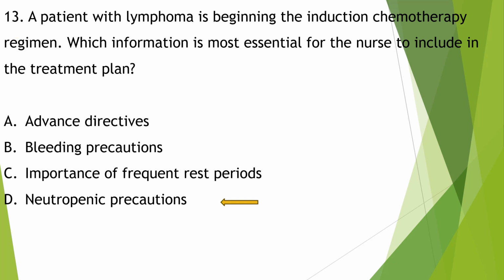I would like to add one more point. Neutropenia means the number of neutrophils, or infection-fighting cells, is reduced, and thrombocytopenia means there is a reduction in the number of platelets. All other things are also important, but neutropenic precautions is the major one.